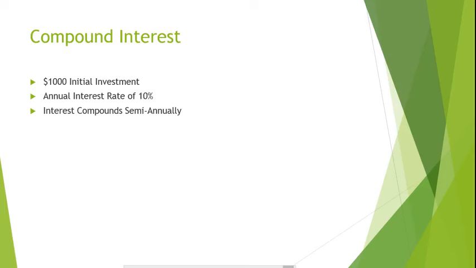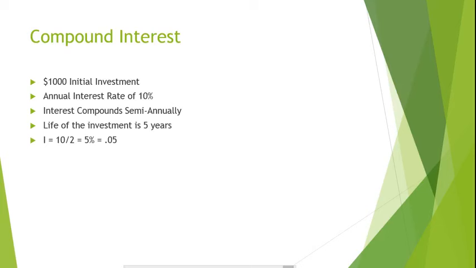First, we need to figure out the interest rate per compounding period. We do this by dividing the annual interest rate by the number of compounding periods per year. Since the annual interest rate is 10% and interest is compounded semi-annually, we would divide 10% by 2, giving us a rate of 5% per compounding period.